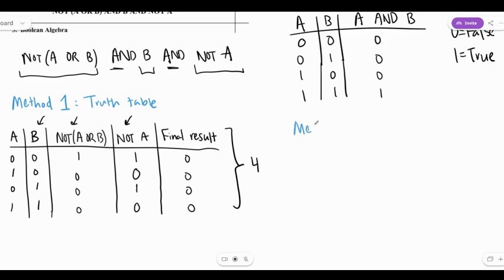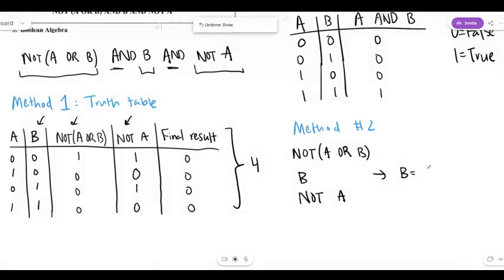We can also use a second method to solve this problem. So note that in order for the expression to be false, then only one of these actually needs to be false. So it's easy to see when B would be false, which is when B equals 0.